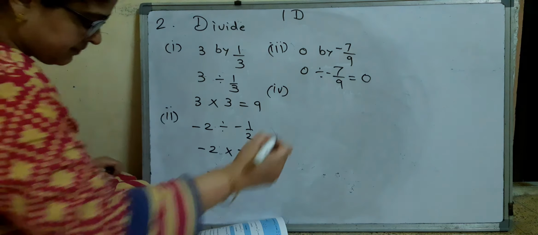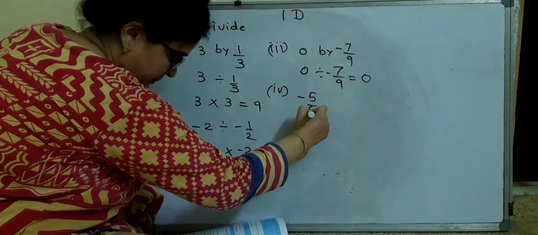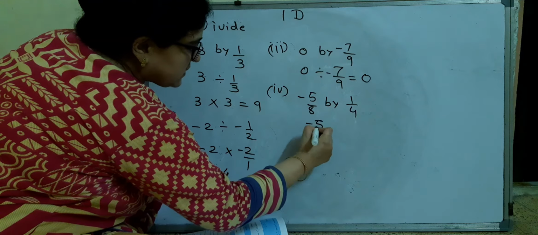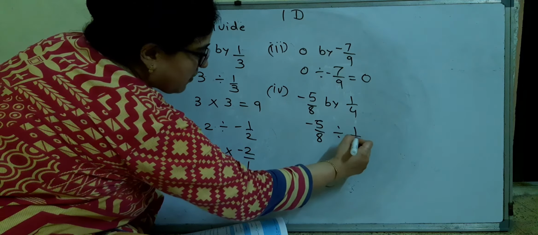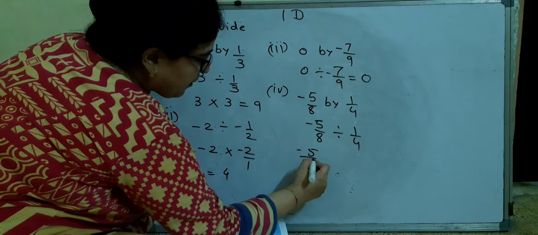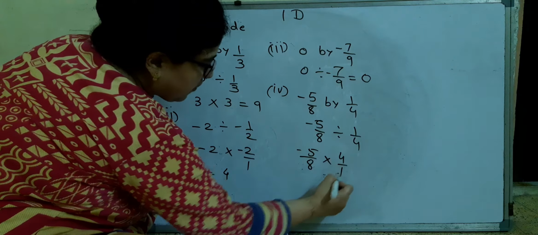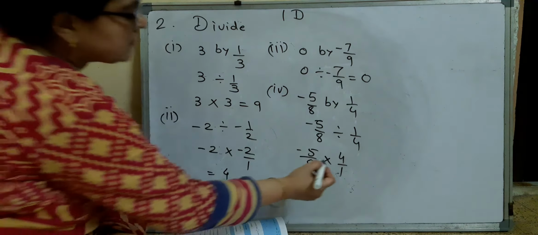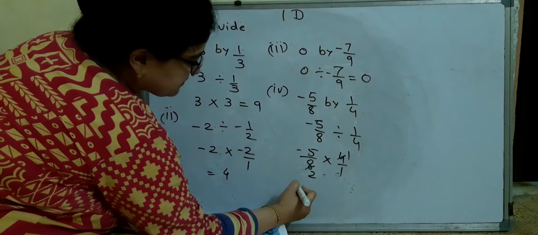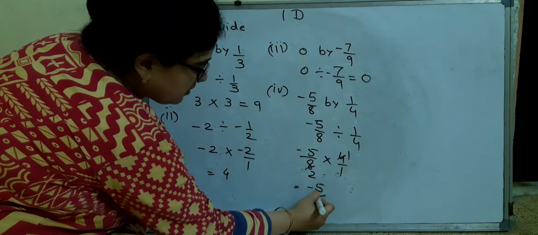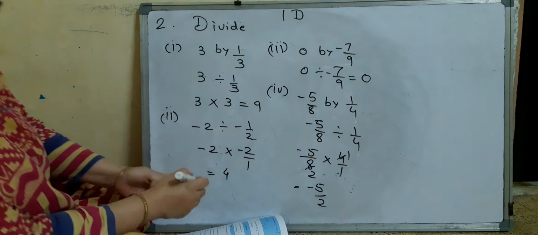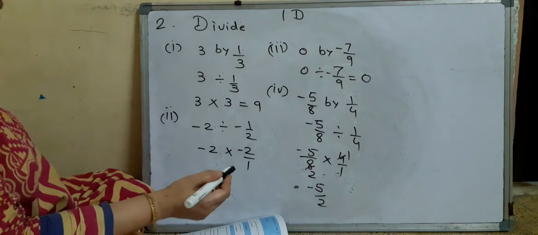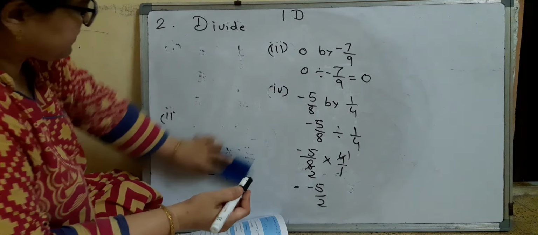Fourth sum, minus 5 upon 8 divided by 1 upon 4. So minus 5 upon 8 multiplied by the reciprocal of 1 upon 4, which is 4 upon 1. 4 1s are 4, 4 2s are 8. Minus 5 upon 2 is the answer. Now fourth sum completed.